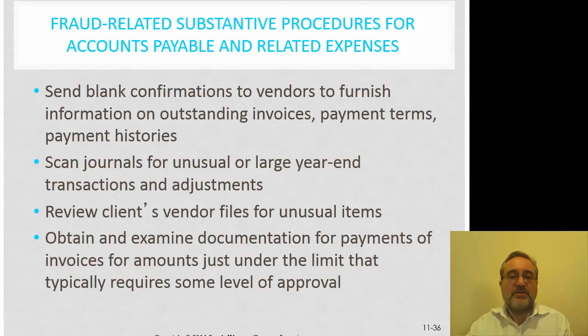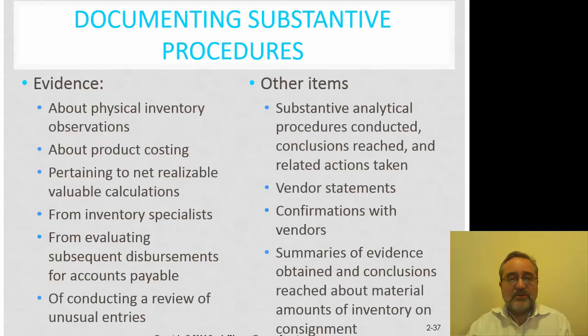Obtain and examine documentation for payments of invoices for amounts just under the limit that typically is required for some approval. The auditors that conducted the audit that I was involved in, essentially what they were looking for is transactions that ended in 999 and 998 directly below a threshold of approval. And the reason they were doing this is to determine if in fact management was creating some sort of workaround related to the approval process.